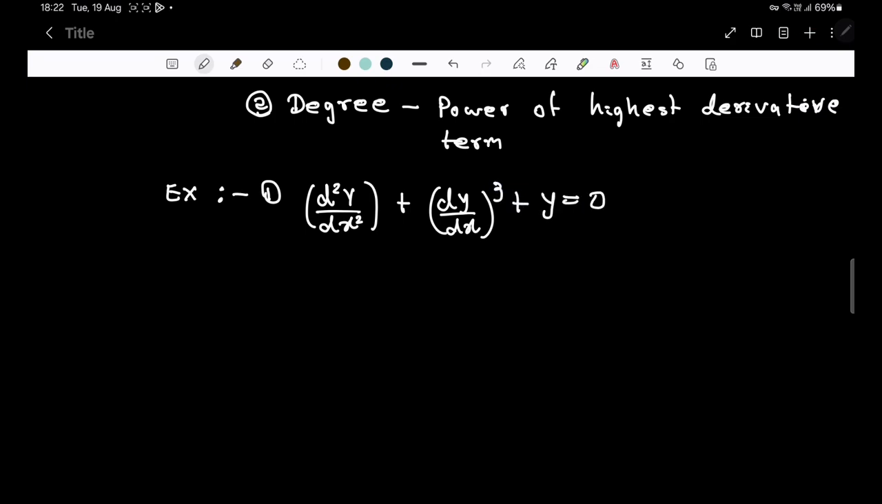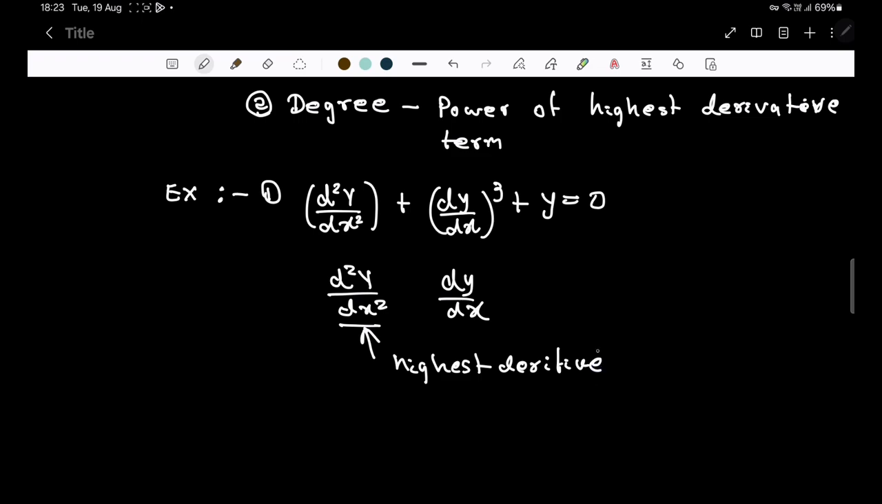So first identify what is the highest derivative term. What is the highest derivative in this equation? There are two derivatives in this equation, d squared y over dx squared and dy over dx. Among them, this is the highest derivative. So its power, see in this equation, the power is 1, right? Power is 1. So we can say the degree is 1.